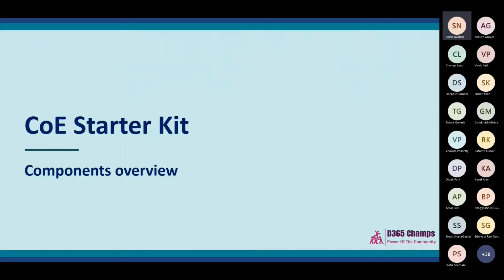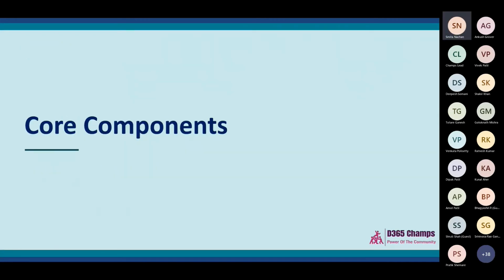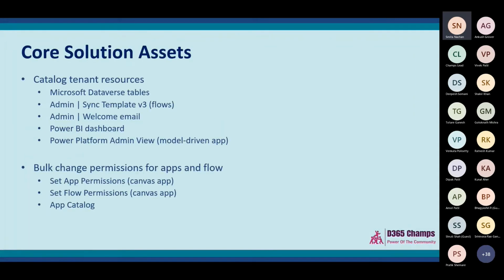So let's see these core components. These components provide the core to get started with setting up a COE. They sync all your resources into the tables and build the admin apps on top of that to help you get more visibility of the apps, flows, and makers in your environment. Additionally, apps like the setup permissions help with daily admin tasks. The core component solution contains the assets relevant to admins.